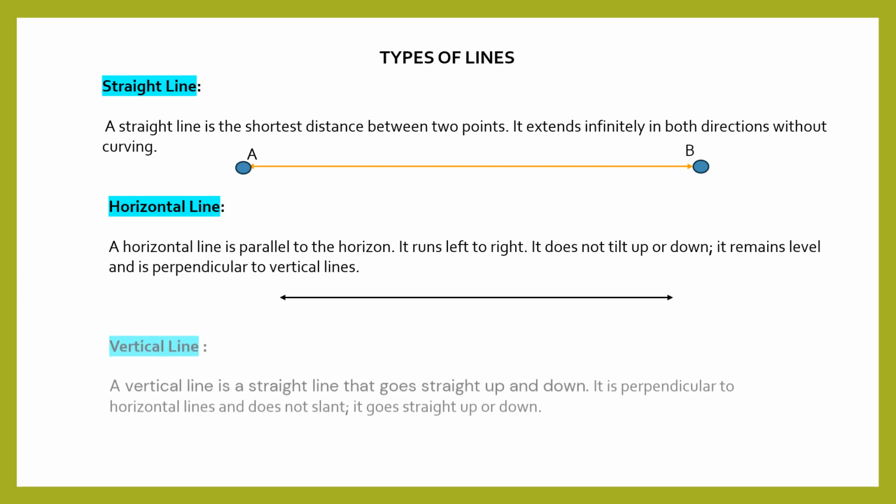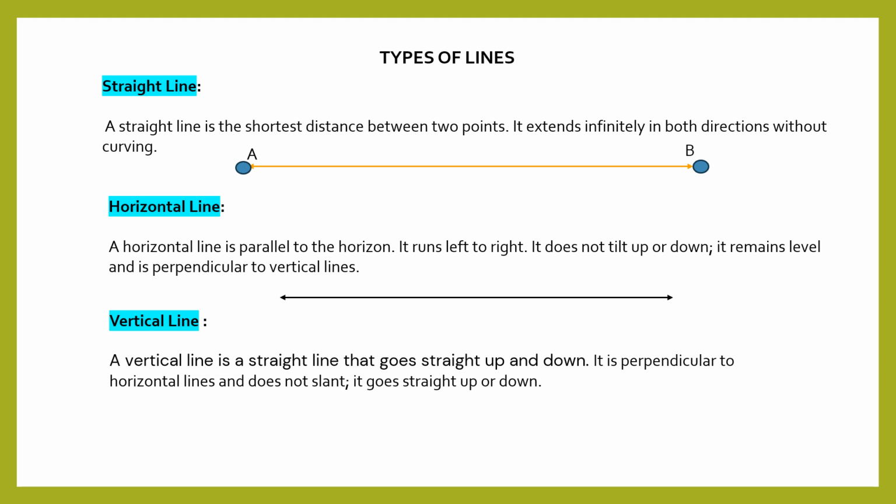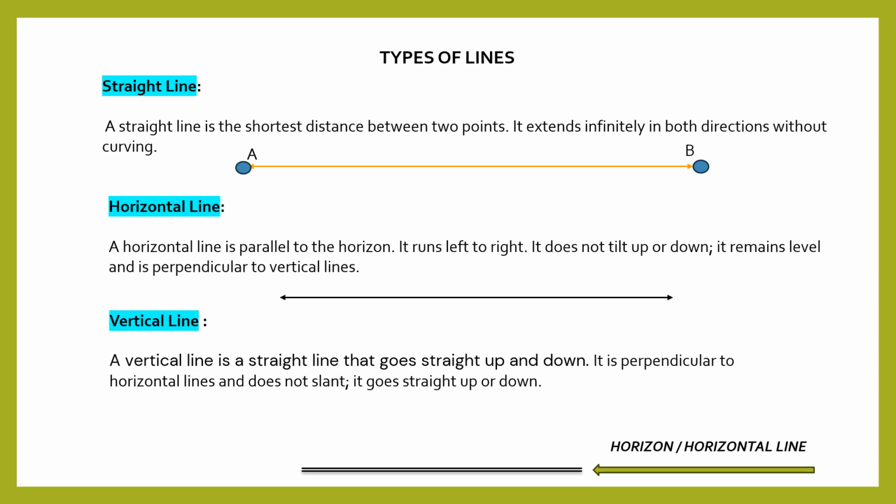So now, what are vertical lines? Vertical lines are straight lines that go straight up and down. They are perpendicular to the horizontal line and do not slant. They go straight up or down.